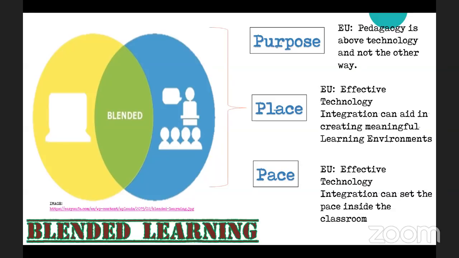When we talk about purpose in blended learning, again, pedagogy is above technology, not the other way around. What do I mean by this? When you talk about blended learning, the essentials of your content are a lot more important than your technology. Your content should be given more importance. You should be able to make your students realize your enduring understanding. You're supposed to make your students understand the reason behind your design. It's not just about using technology for them to engage with the content. Your technology is just a secondary thing.